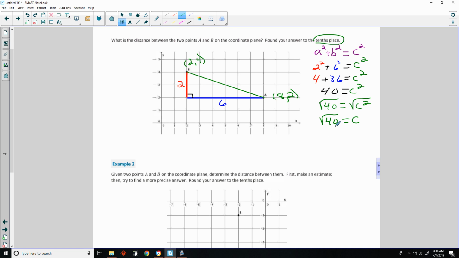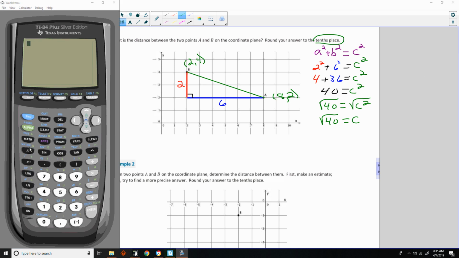So I know 40 is a little more than 36, and the square root of 36 is 6, so it's 6 point something. Let's use our calculator to calculate that. So here's my calculator, and I take the square root of 40 and hit enter. It says round to the nearest tenth, so I have to go out to the 100th place and see if it's 5 or more to round up, and if it's not, leave this alone.